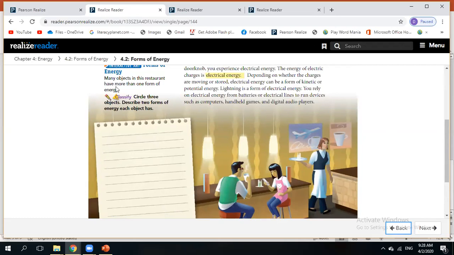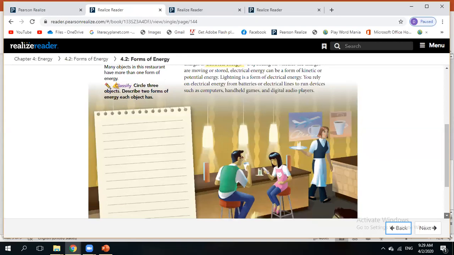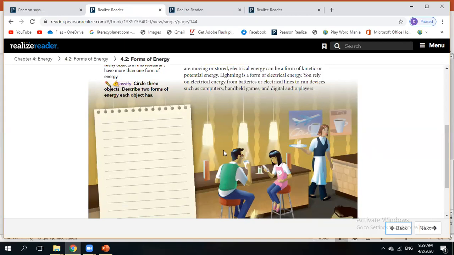Look at this picture. Many objects in these restaurants have more than one form of energy. Circle 3 objects and describe 2 forms of energy each object has. Take 1 minute and decide. We have many objects in this restaurant that can have different forms of energy. If I talk about this waitress, give me 2 kinds of energy she has. Okay, Jana.